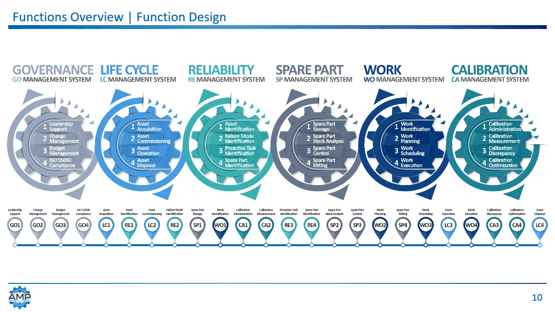Functions are implemented in order, as are the processes within each function. The position of each function in the overall asset management program implementation path is illustrated by the roadmap at the bottom of the slide.